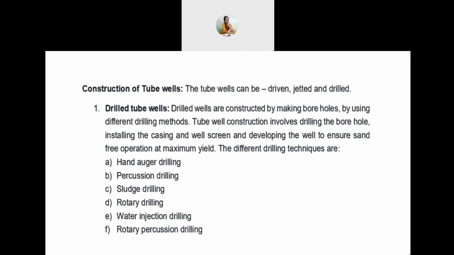The different drilling techniques are hand auger drilling, percussion drilling, sludge drilling, rotary drilling, water injection drilling, and rotary percussion drilling. These drilling techniques are important. You may get the question to write short notes on these different drilling techniques.